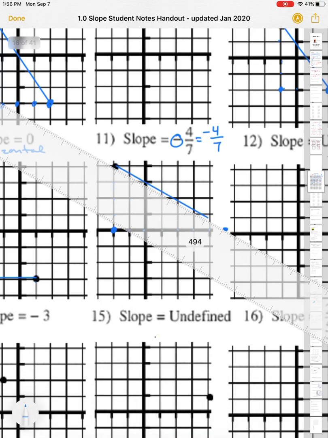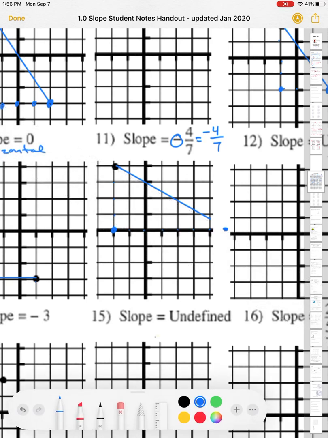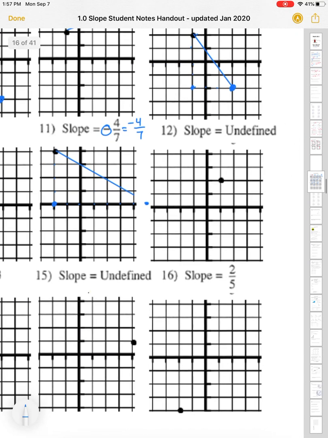So when I draw my line, I'm going to draw it, but just go till the end of that. Tricky. It's still a negative slope. It's going down 4 and over 7. And it just happens that that one happens to go off the grid. So hopefully I estimated correctly.